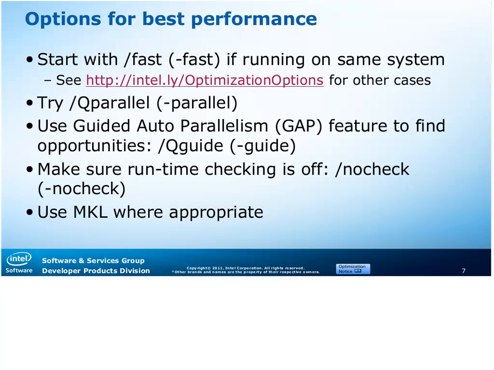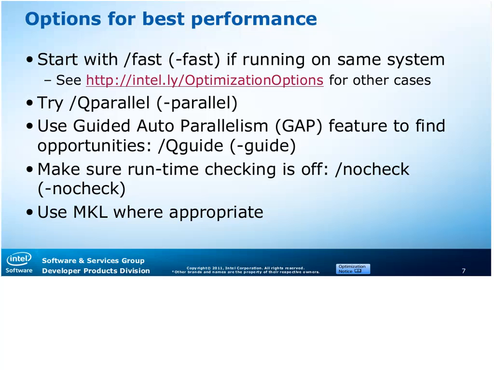Also, we recently added a feature called guided auto parallelism, or GAP, and this allows the compiler to give you advice on changes that you can make in the source that would help the compiler parallelize or vectorize your application. I have some examples of using guided auto parallelism on the next slide. So this is something that you can use to see if there are little tweaks you can make to your code that can help the compiler optimize your program better.